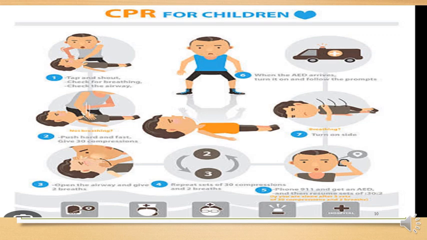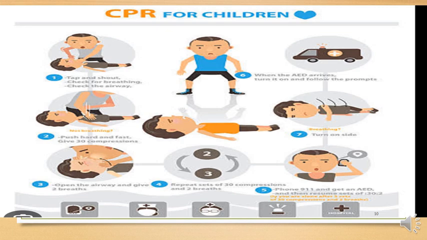CPR for children: tap and shout, check for breathing, check the airway, push hard and fast, give 30 compressions for the children still, open the airway and give 2 breaths. There's a pictorial, look at it, as seen here. When the AED arrives, turn it on and follow the prompt.